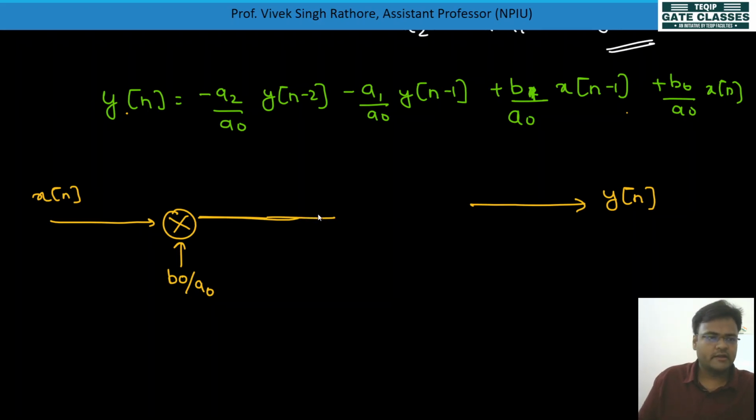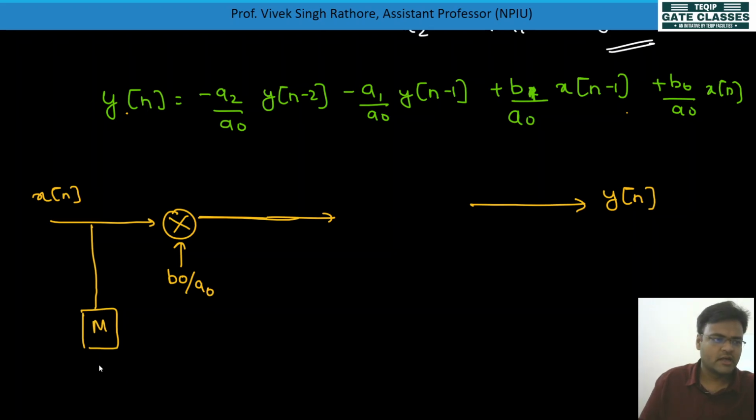Okay, and only this term is not there, no. We have to add this term also. So maybe we can use one delay factor. One delay factor will be there. One delay factor, let's suppose I will write m for delay.